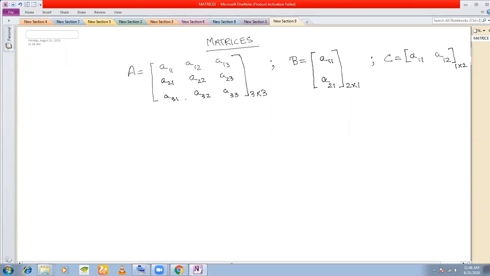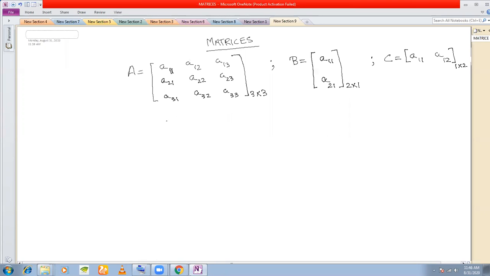Now all these, A11, A12, if you see the subscripts, 1 1, as in determinants we have done, 1 1 means first row, first column. 1 2 means first row, second column. 1 3 means first row, third column. 2 1 means second row, first column, and so on. It continues. For the other matrices also, it is true.